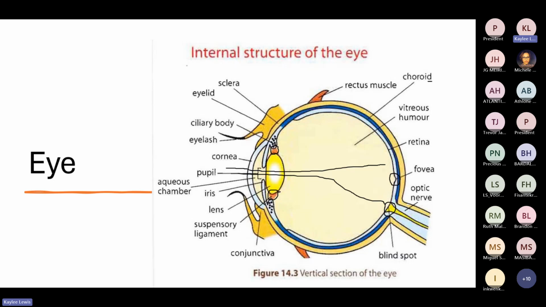And that amount of convexness, the bulging of it, is controlled by the suspensory ligaments and the ciliary muscles in the ciliary body. And that light would then fall on the retina and the photoreceptors would be stimulated to generate an impulse which goes along the optic nerve to the cerebrum.